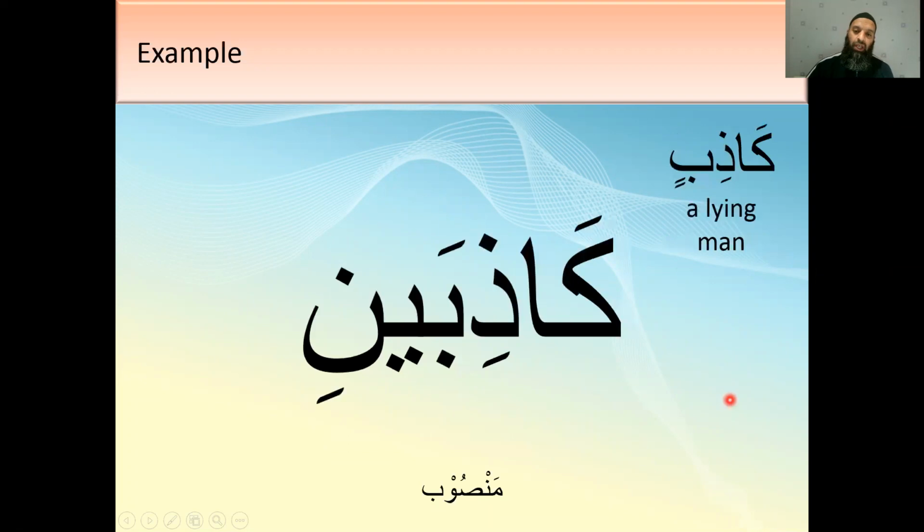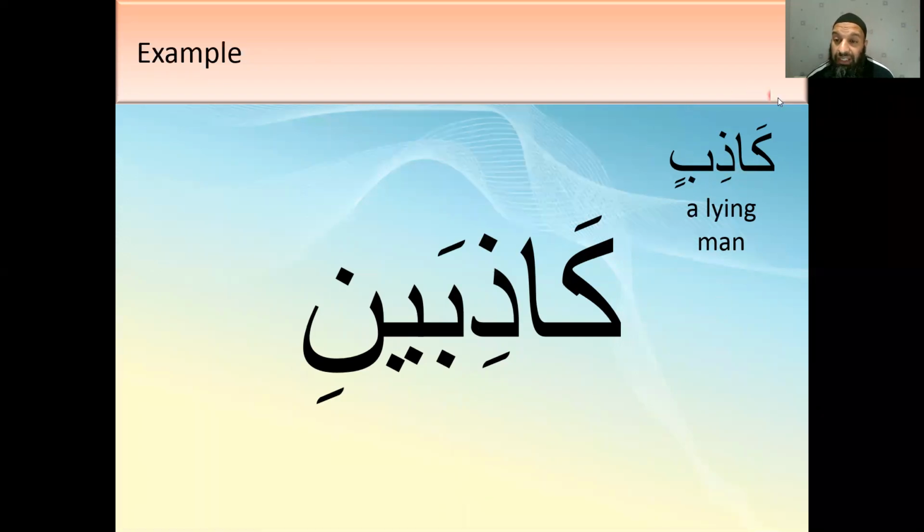So, are we on brother or are we on sister? Brother now. Brother, okay. So, kadhibin means a liar, a lying man. So what's kadhibaini mean? Baini. Look at your tables. Two lying people. Kadhibina is plural. Kadhibaini is dual. It's a bit longer. Baini, that's dual. So kadhibaini is dual.